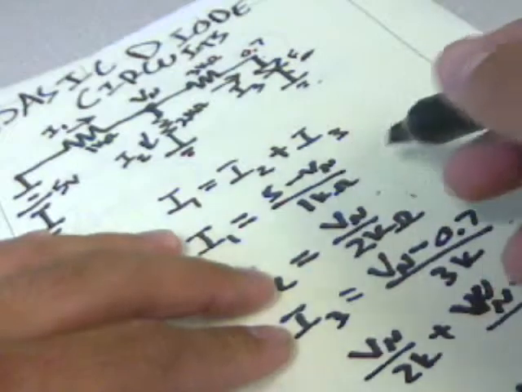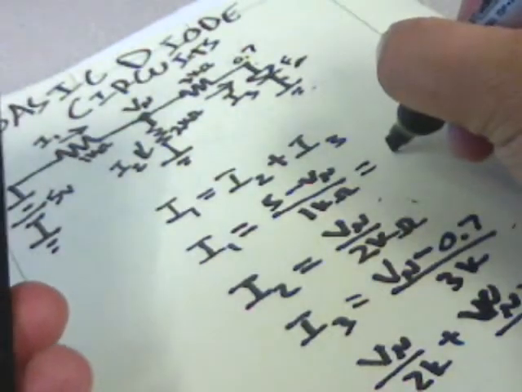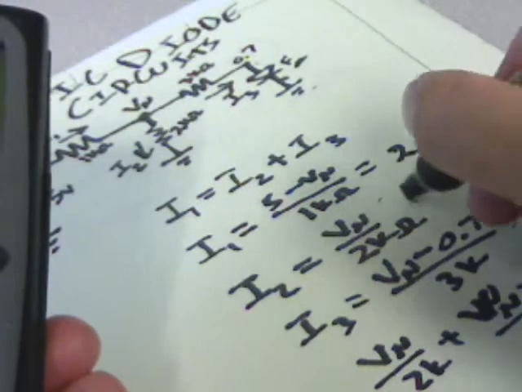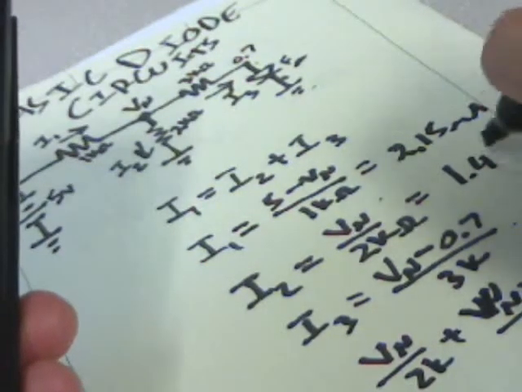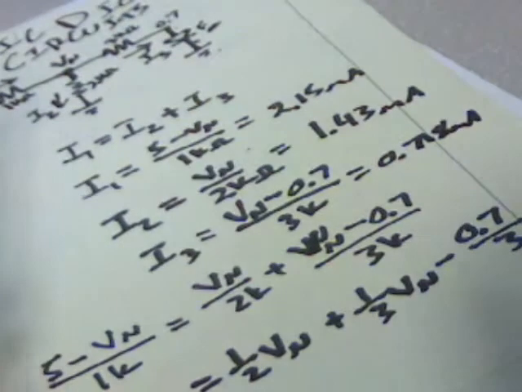Now we just have to plug that back into our equations here, these three equations, to find out what I1 is. So we have 5 minus 2.85, and that is going to be divided by 1 kilo-ohm, so that's going to be equal to 2.15 milliamps, and this one is going to be 1.47 or 1.43 milliamps, and this one will be 2.85 minus 0.7 divided by 3, 0.718 milliamps.